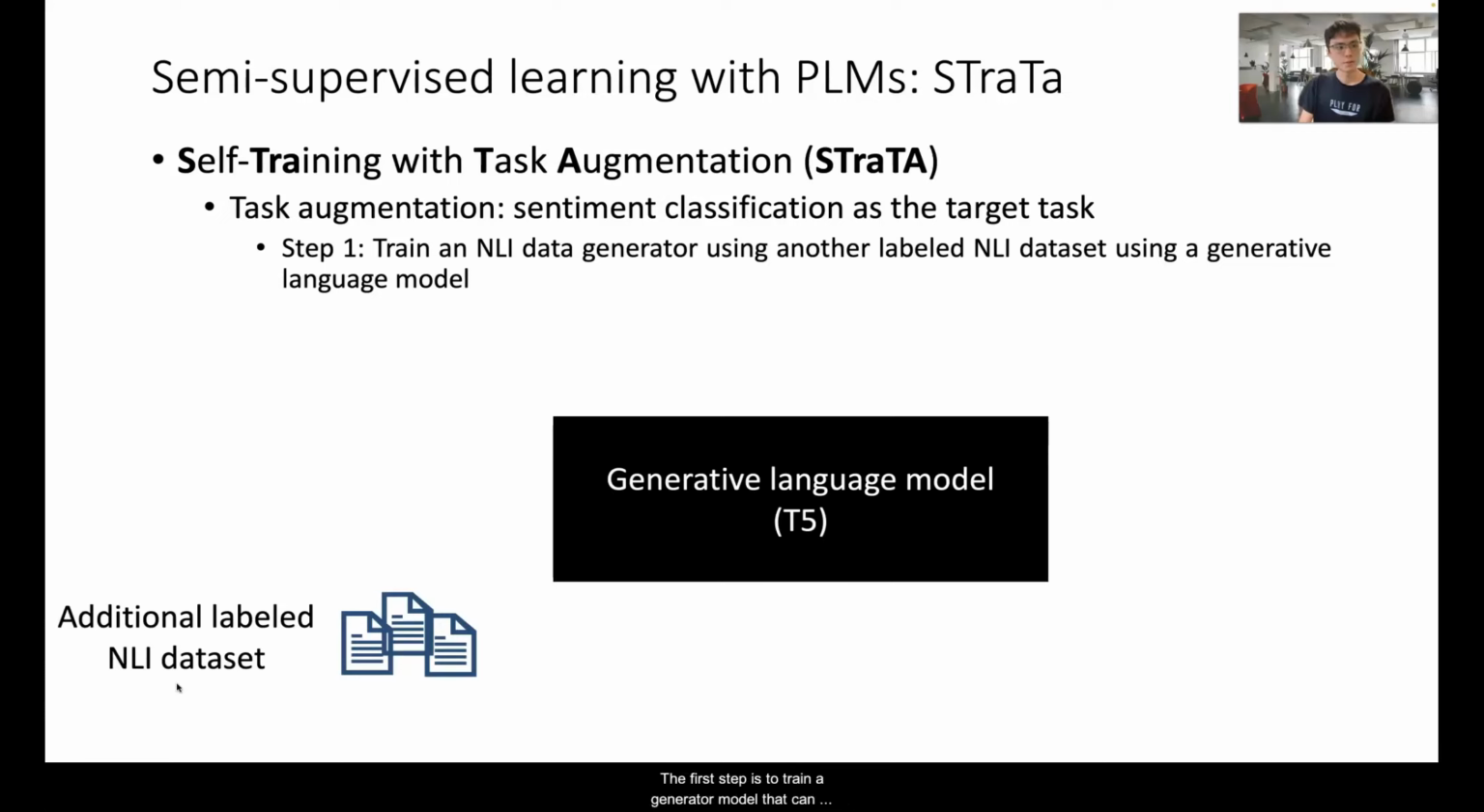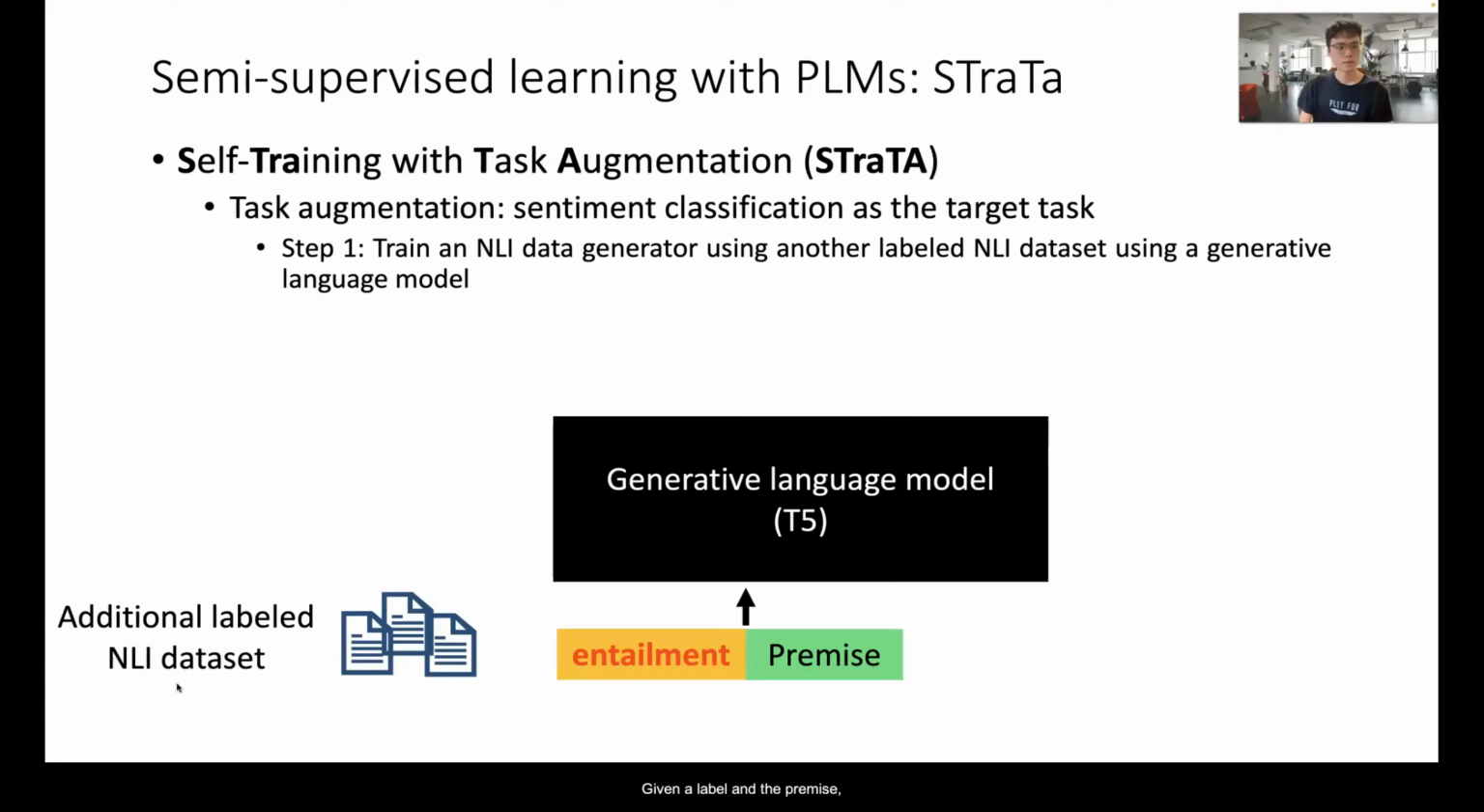The first step is to train a generator model that can generate the NLI dataset. In STRATA, they assume that there is an additional labeled NLI dataset to train the initial dataset generator. This is not very unrealistic since labeled NLI datasets are easy to obtain. They use this NLI dataset to train a dataset generator by fine-tuning the T5 model.